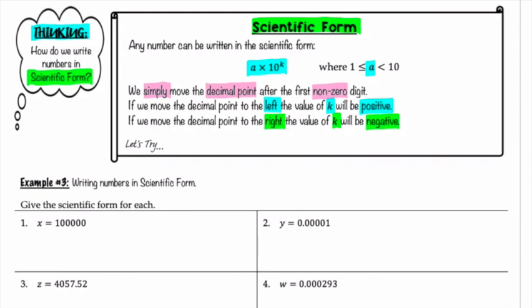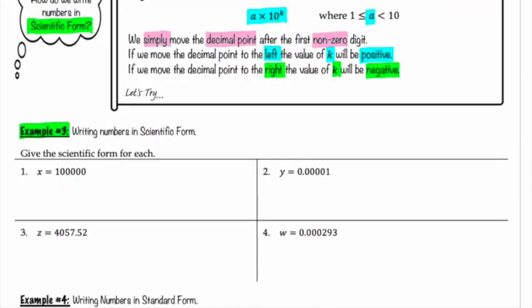So let's try these. Example number 3, writing numbers in scientific form. Give the scientific form for each. For number 1, we have been given x is equal to 100,000. I am going to take my decimal point, which is in back, and move it 5 places to the left, making that number 1 times 10 to the 5th power.